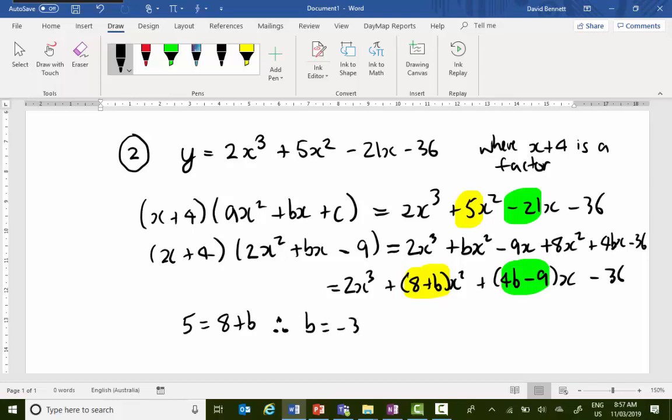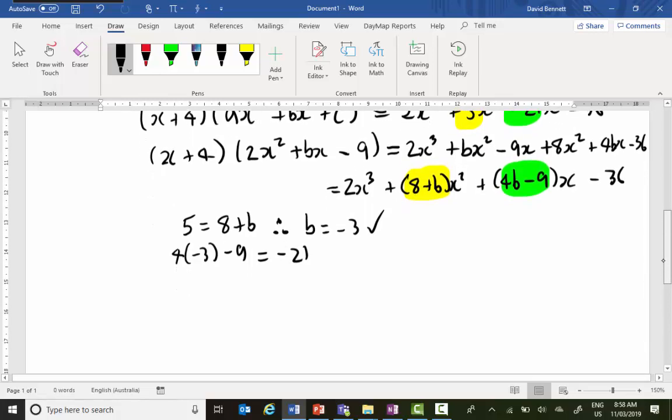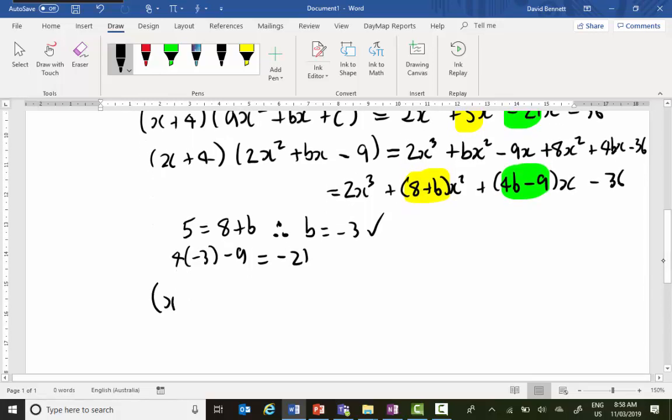Now I can check that with my next term. If I had 4 times minus 3, and then I take 9 away, that should give me minus 21. And that does. So therefore b is equal to minus 3. So if I have to find all my factors, this next bit is therefore x plus 4 times 2x squared take 3x take 9. So I've already got one of my factors.